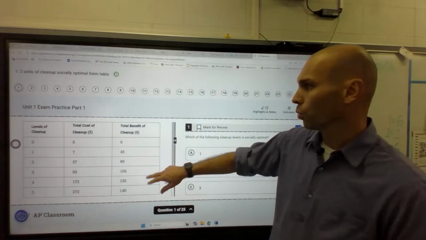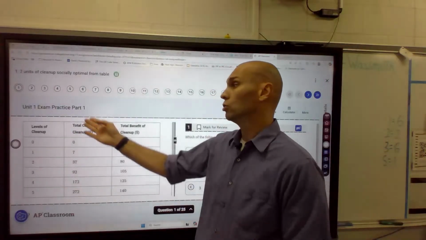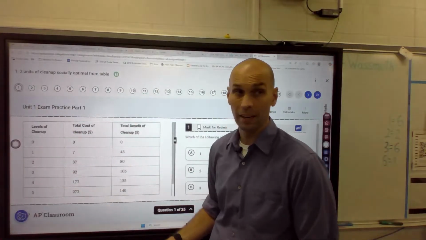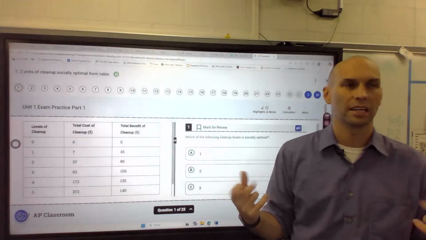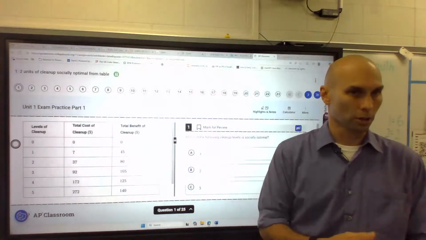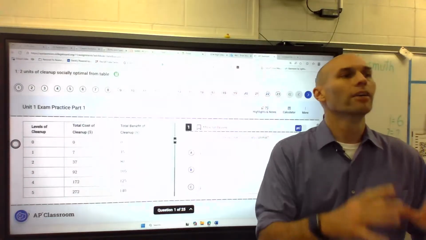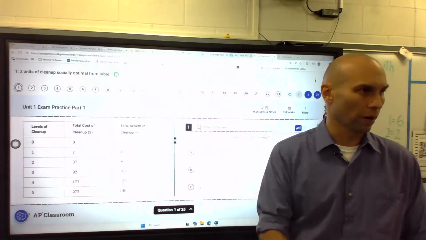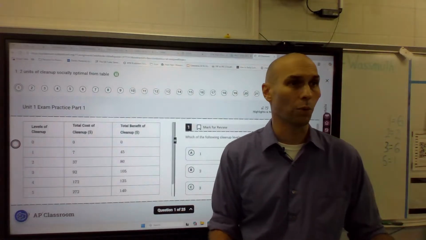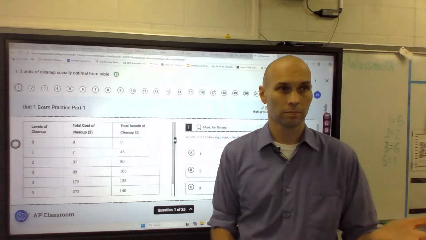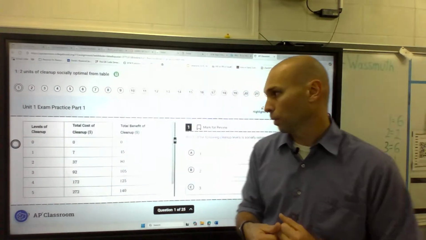Question number 1 has our levels of cleanup, total cost, and total benefit. Guys, when you see total cost or total benefit, what should you probably be thinking about calculating? Marginal cost, marginal benefit. It's almost asking you right away to do that. And the question says, which is socially optimal? Well, socially optimal will be where marginal cost equals marginal benefit.